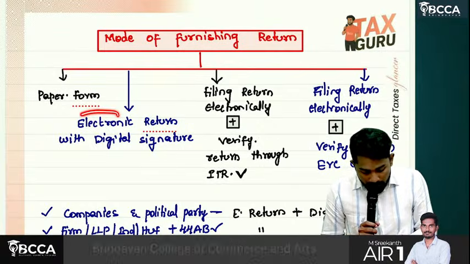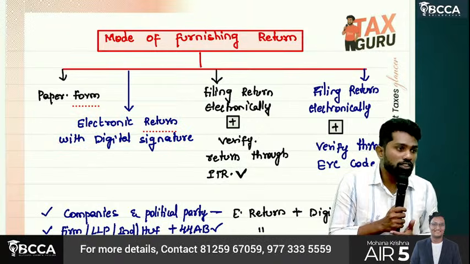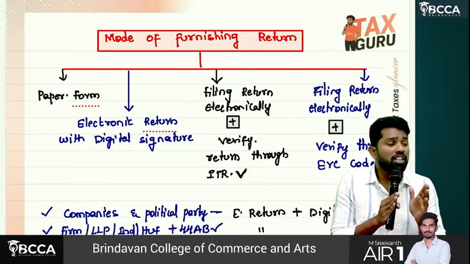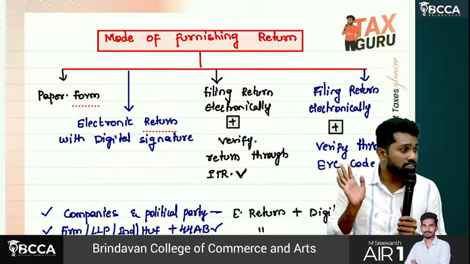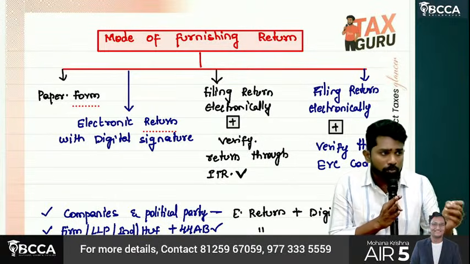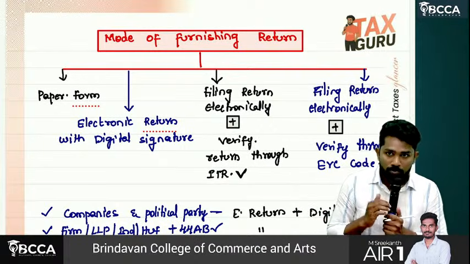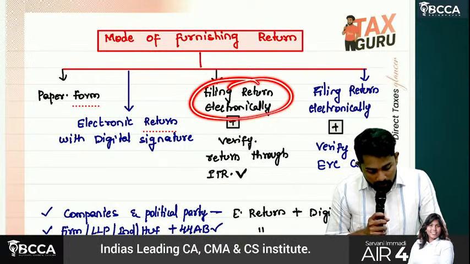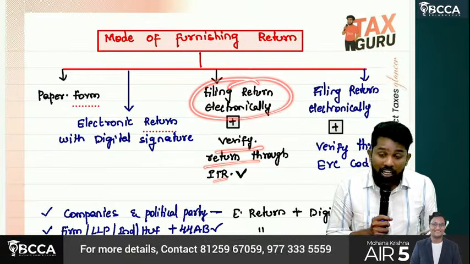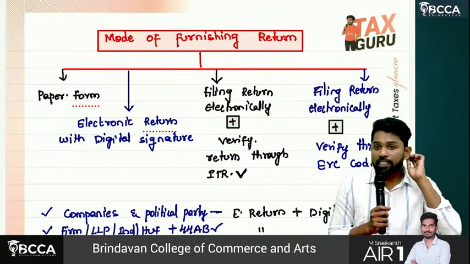Then electronic return with digital signature. Sir, should we attach a digital signature for verification? Mostly in audit cases and company cases it is needed. DSC has to be attached. For normal individuals or firms for whom tax audit is not applicable, you file the return electronically but verify the return through ITR-V. You will file the return, then take a printout of the ITR-V manually.